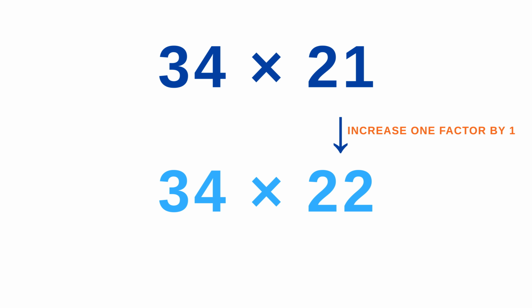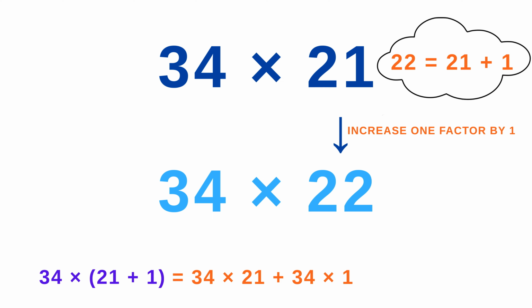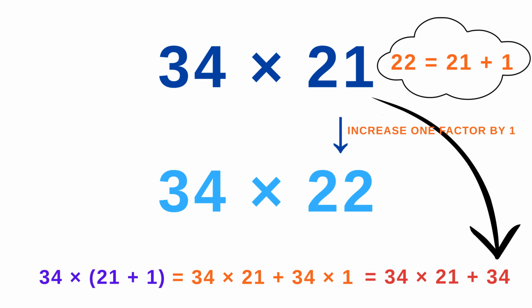Take 34 into 21. Increase 21 by 1, and the product becomes 34 into 22. Since 22 equals 21 plus 1, 34 into (21 plus 1) equals 34 into 21 plus 34 into 1, which equals 34 into 21 plus 34. The product increases by 34, the other factor.